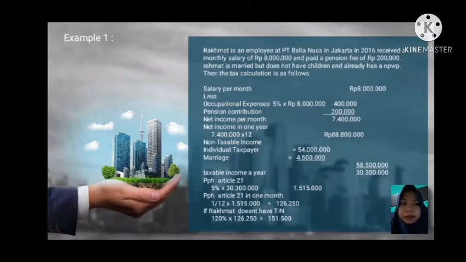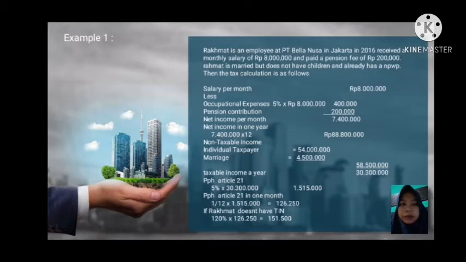Mr. Ahmad is an employee at PT Belanusa in Jakarta in 2016, received a monthly salary of 8 million rupiah, and he paid the pension fee, the amount 200,000 rupiah. Mr. Ahmad is married but doesn't have children and already has NPWP. Then the tax income for him we can calculate by first determining his salary.